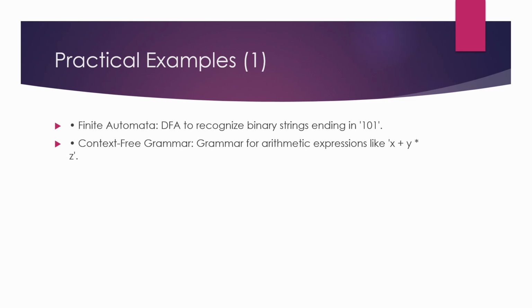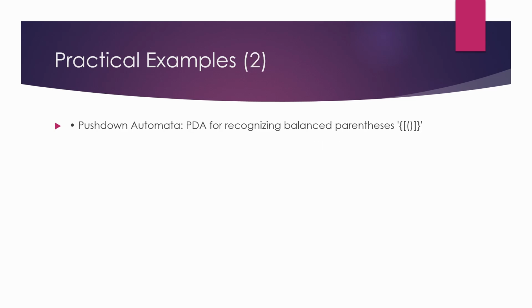Let's look at some practical examples. A DFA can be used to recognize binary strings that end in 101. Similarly, a context-free grammar can be used to define arithmetic expressions like x plus y times z. Pushdown automata are well suited for recognizing balanced parentheses in strings like this. These practical examples illustrate the relevance of formal languages and automata theory in real-world computing.